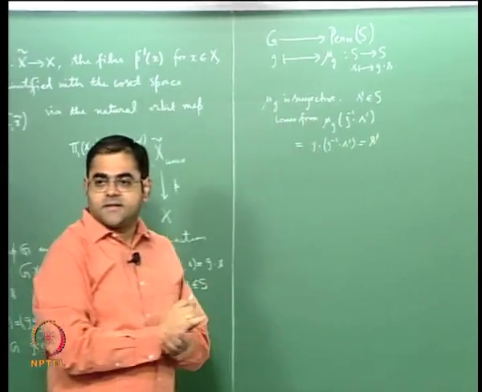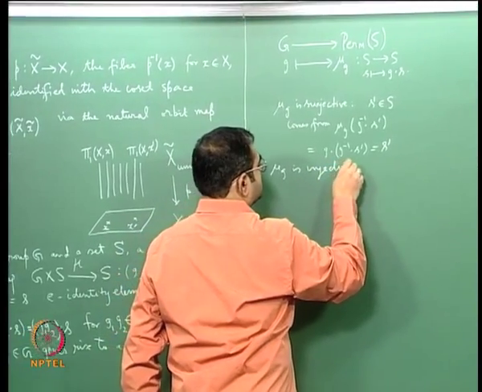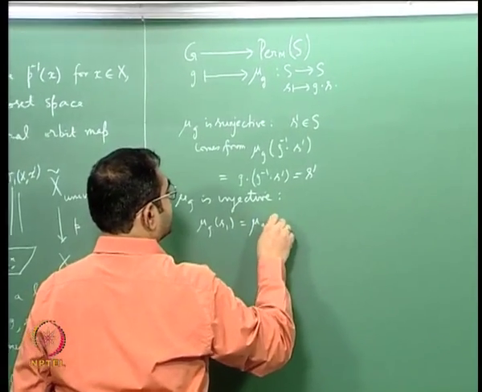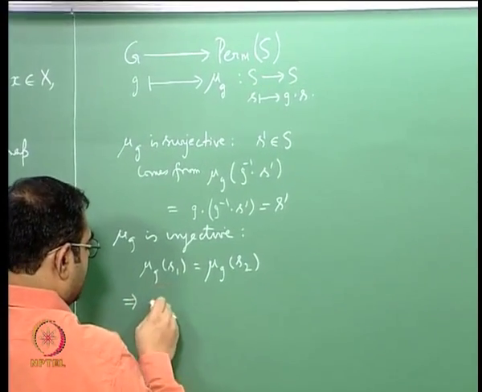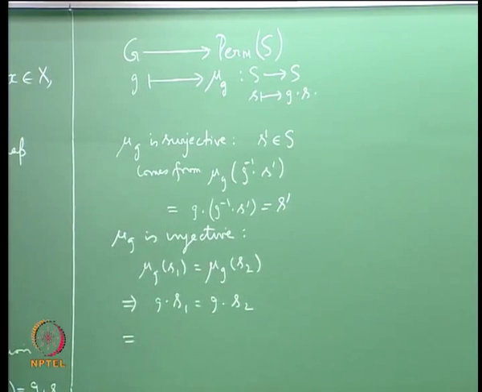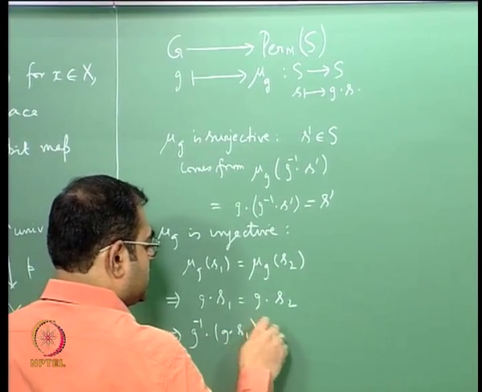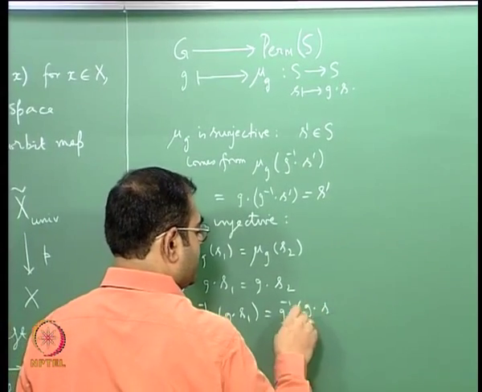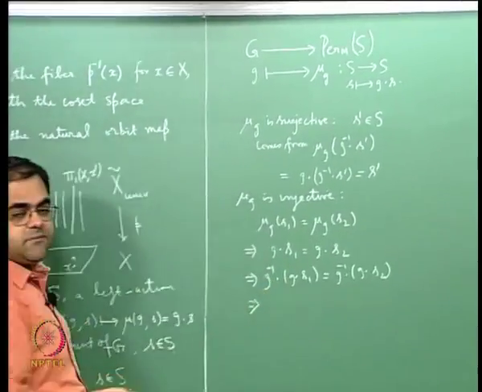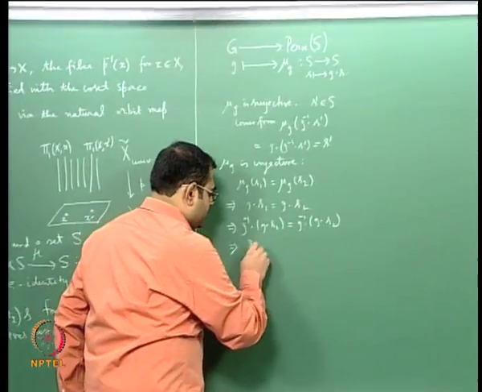So mu G is certainly surjective, and mu G is also injective, because mu G of S1 equal to mu sub G of S2 will mean G dot S1 is equal to G dot S2, and then I operate by G inverse on both sides, so I will get G inverse dot G dot S1 equal to G inverse of G dot S2, and then again I combine G inverse and G, I will get E by using this, and that will tell you that S1 equals S2.